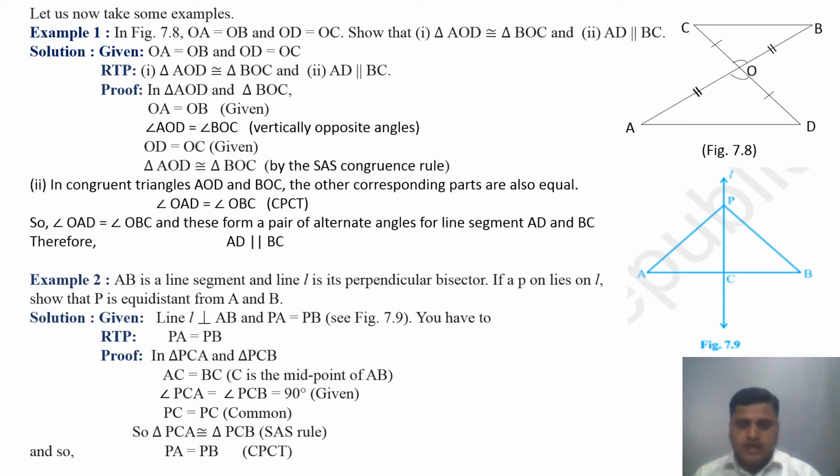Second, angle PCA is equal to angle PCB because each is 90 degrees, as it is a perpendicular bisector. And then we have PC is equal to PC. This is common for both triangles. So triangle PCA becomes congruent to triangle PCB by the SAS congruency rule. And if triangles become congruent, the rest of their corresponding parts are equal. That is, PA is equal to PB. So in this way we will prove. I have taken two examples so that it will be clear to you.